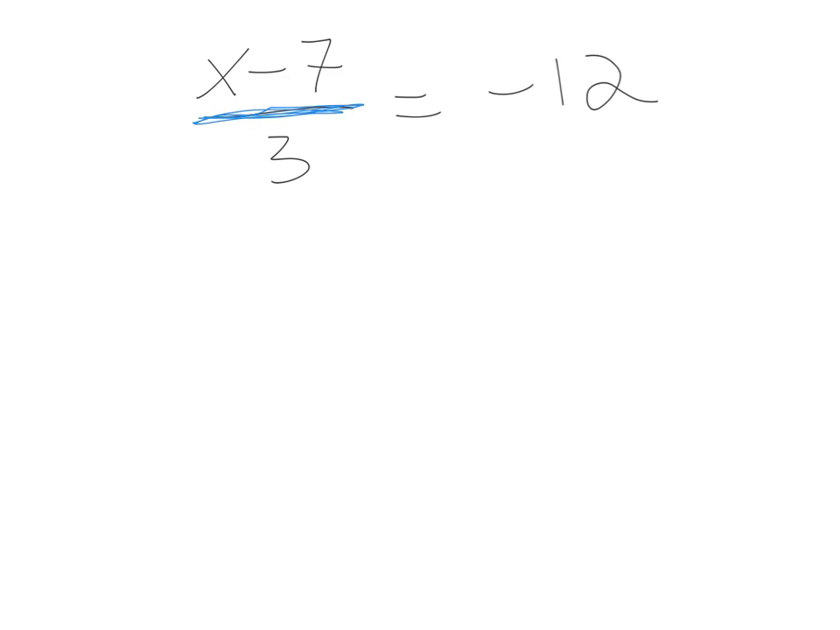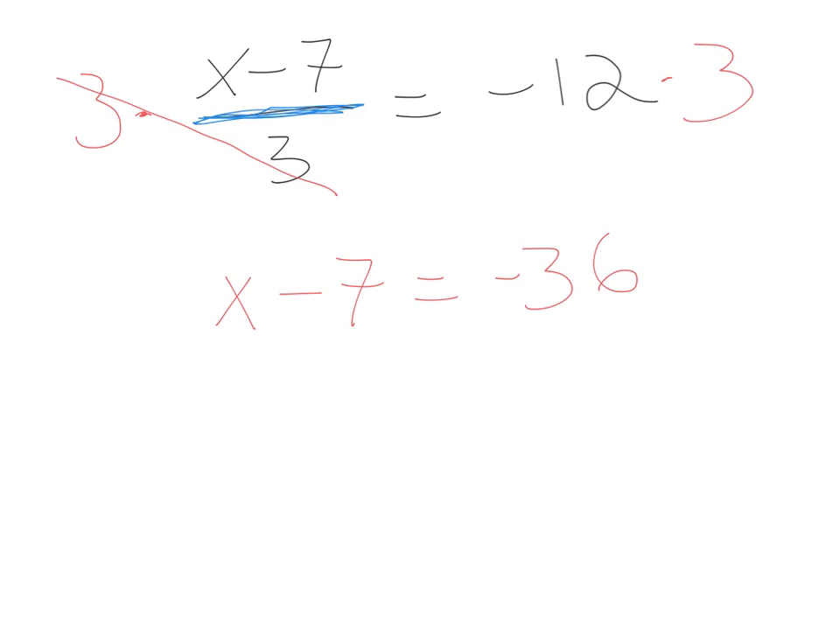We're going to deal with the side that doesn't have the variable first. So we're going to deal with this 3. And this fraction bar is saying division by 3, so we're going to do multiplication. We're going to multiply by 3. If we multiply by 3 here, that cancels out to 1, and we're left with x minus 7 equals negative 12 times 3, which is negative 36. And then we add 7 to both sides, and we get x equals negative 29.